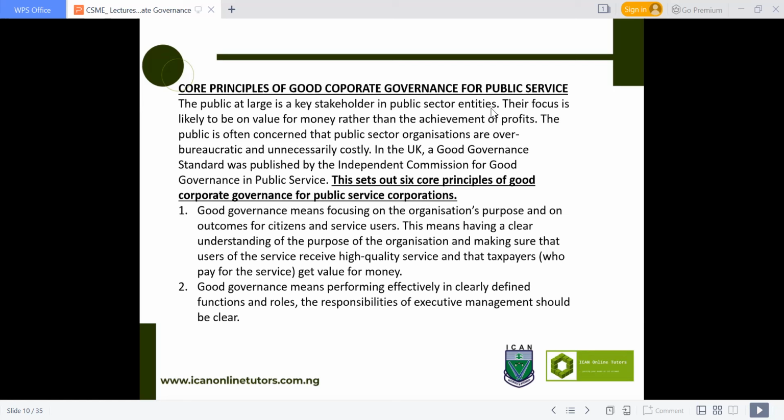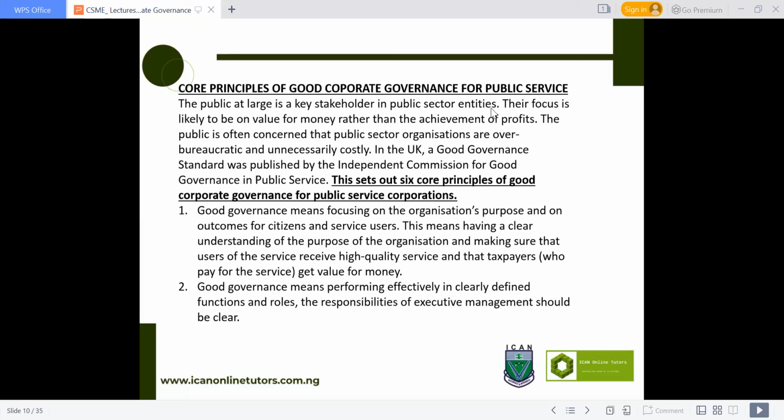Good corporate governance for public service, for public entity. So we are not just talking about only the private. We also need to have good corporate governance, both in the private and the public organization as well. So these six principles that we are going to be talking about were given by whom?